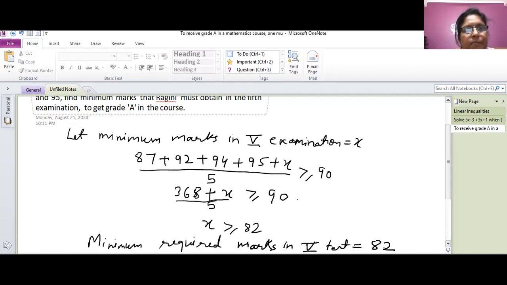Let's see it again. Let the minimum marks in the fifth examination to get grade A be x. The average marks is greater than or equal to 90. So 368 plus x, upon 5, is greater than or equal to 90. By solving that, we see x is greater than or equal to 82. So the minimum marks required in the fifth test to attain grade A is 82.